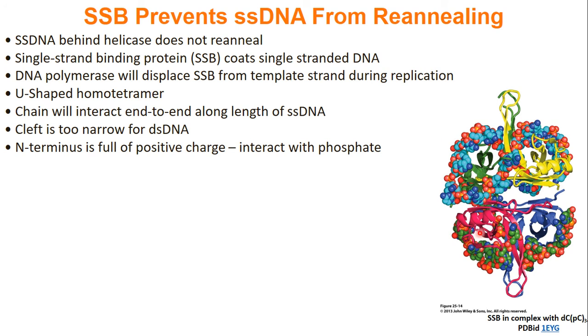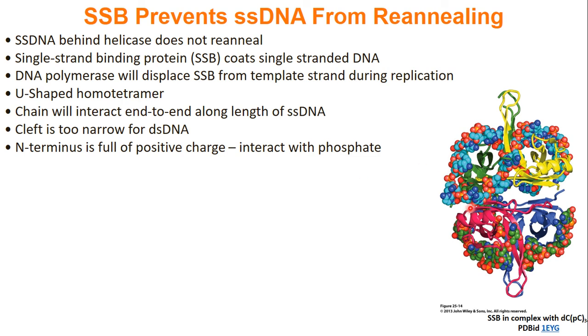You can see this is a U-shaped homotetramer, which means it has 4 subunits. All 4 subunits are the same. And the cleft, which binds our DNA, is too narrow for double-stranded DNA. So only single-stranded DNA can fit, which is good because we don't want to accidentally seal double-stranded DNA closed.